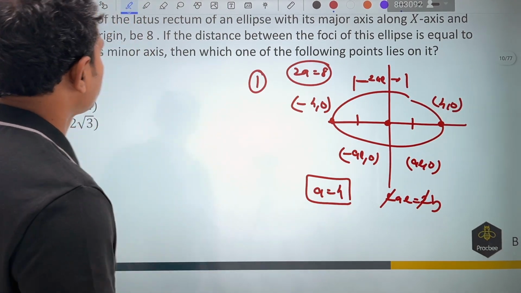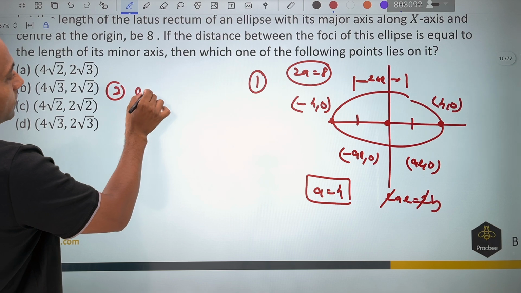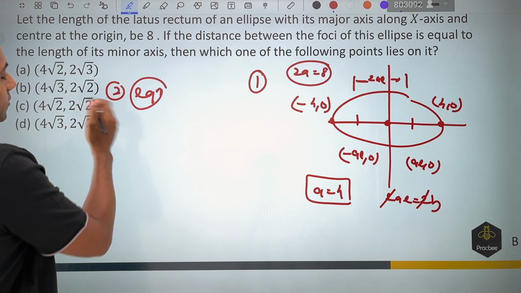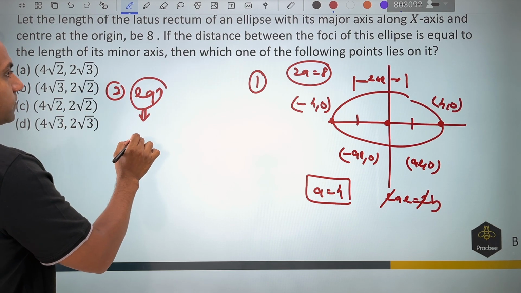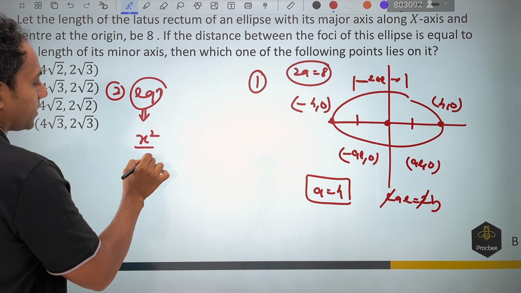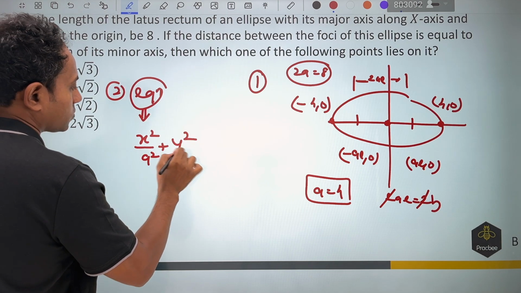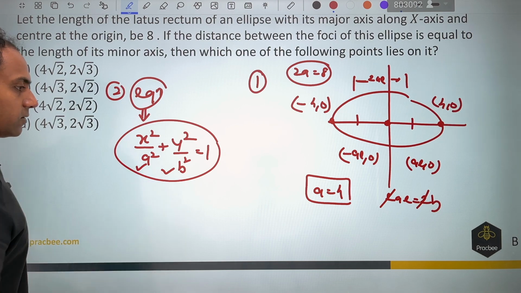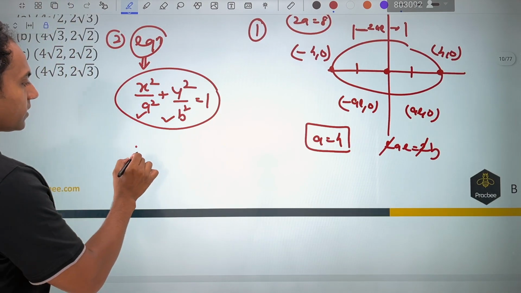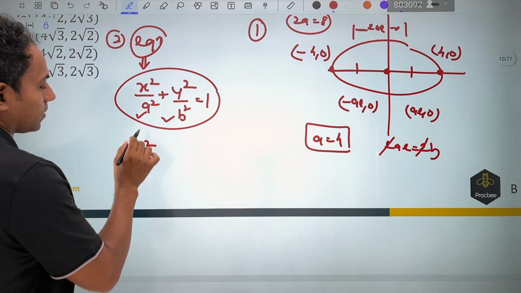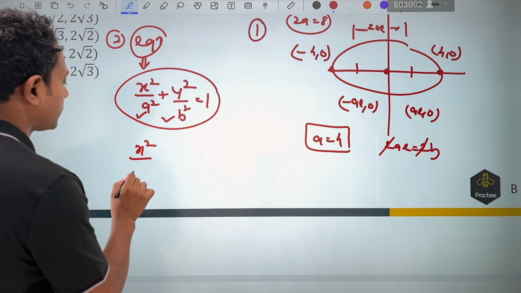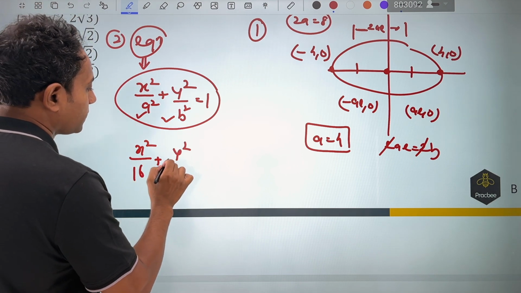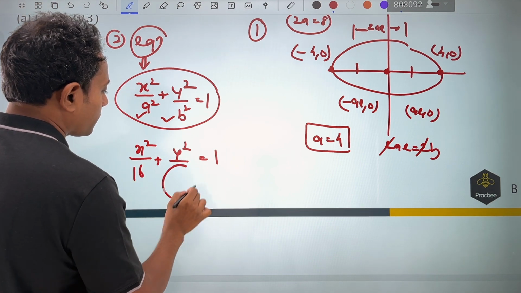So what we need to do is we need to write the equation and then check for the options. If you want to write the equation, it is going to be x square by a square plus y square by b square equal to 1. For this you will require the values of a and b. A we already know, so this part we can substitute. So a is nothing but 4, so this will become 16. But this we do not know, so this part we need to figure out.